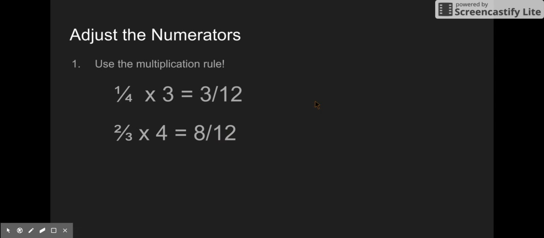Once you've established the common denominator, simply use the multiplication rule. 1/4 times 3 creates the fraction 3/12. 4 times 3 equals 12. The key here is remembering to multiply the numerator and denominator by the number 3. To find the equivalent 12ths for 2/3, we need to multiply by 4, because 3 times 4 equals 12. Again, multiply both numerator and denominator by 4, creating the equivalent fraction 8/12.